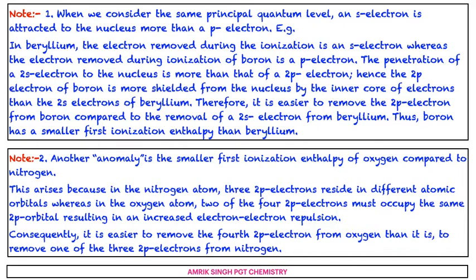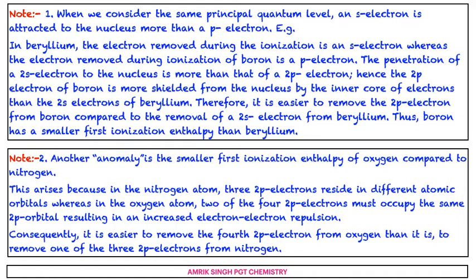Beryllium is group 2, boron is group 13. Therefore, group 2 should have lower ionization energy than group 13, but it is not like that. Group 13 has lower, group 2 has more ionization energy. There is an exception. The answer: in group 2, the electron is to be removed from the s orbital, and in group 13, the electron is to be removed from the p orbital. p is away from the nucleus, s is near to the nucleus. Therefore, removal of an electron in group 2 is difficult, and in group 13 it is easy.